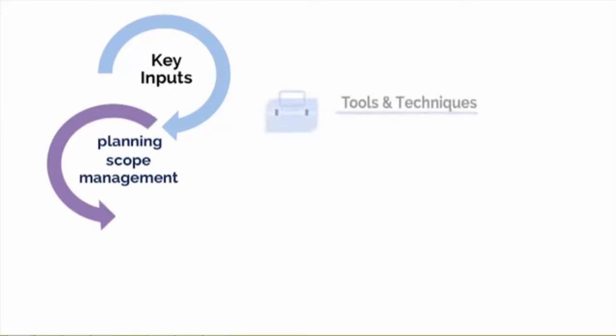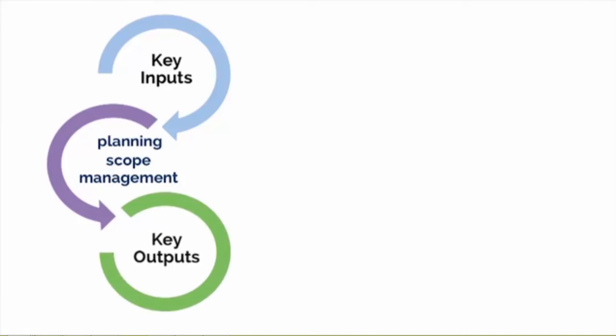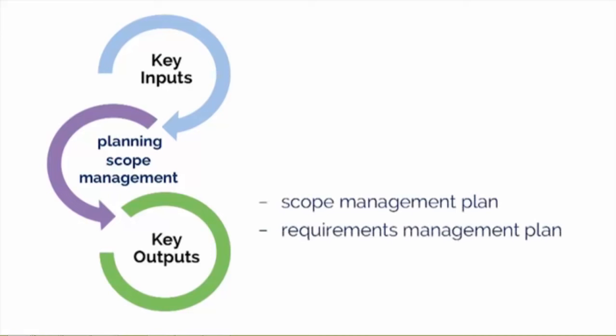The tools and techniques for scope management include expert judgment and meetings to develop the scope management plan. The outputs produced in this process are the scope management plan and requirements management plan. Please note that the requirements management plan describes how requirements will be analyzed, documented, and managed throughout the project. This plan would tell us, for example, how we should prioritize project requirements. Both these outputs become inputs for the next process, collect requirements. We'll see how these work together in the next video.